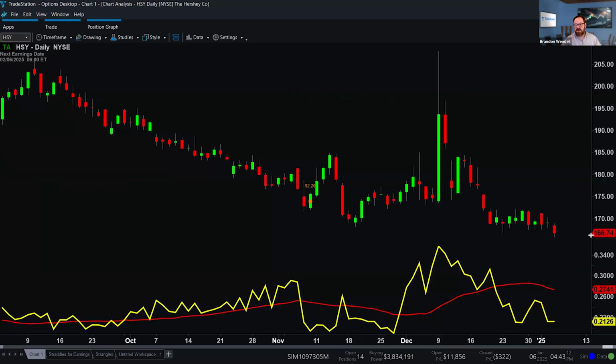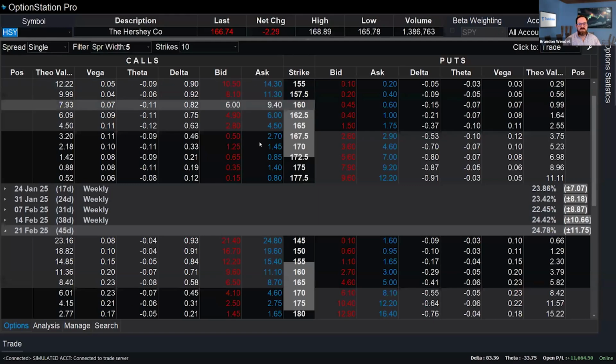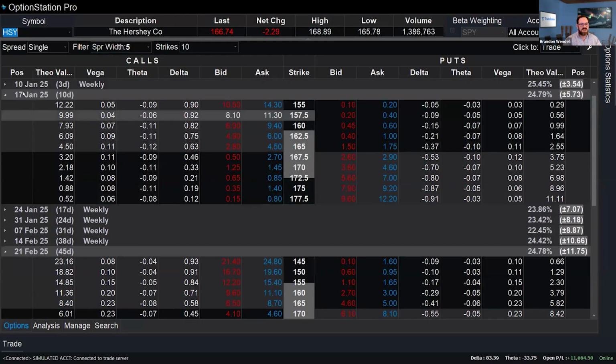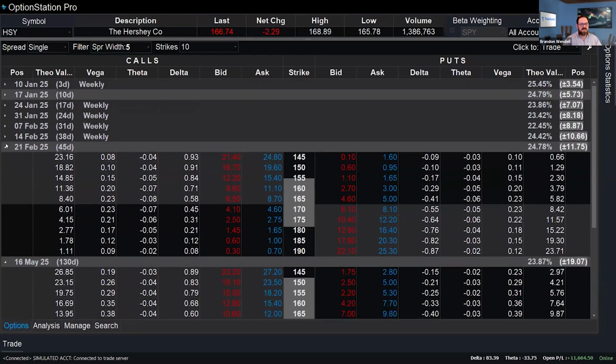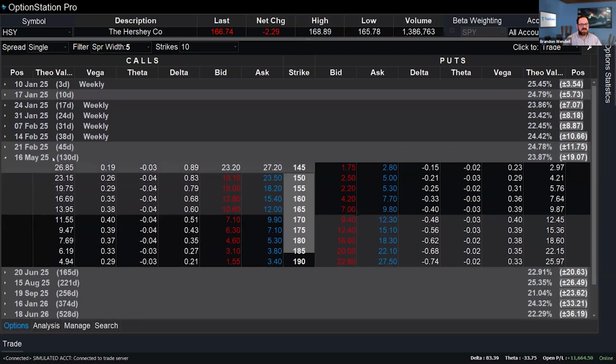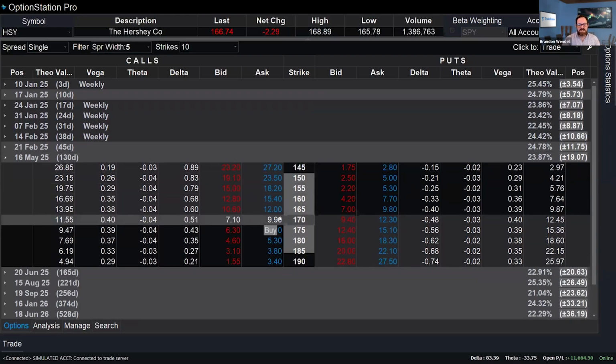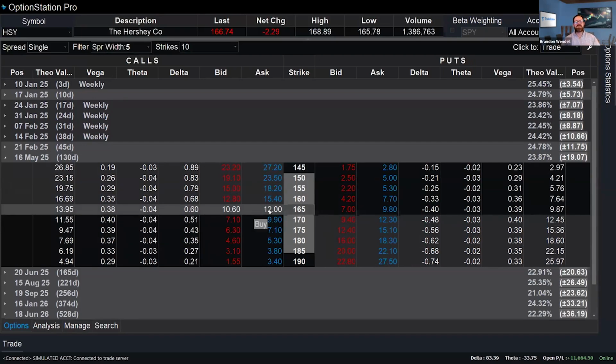Okay, well, if we applied that to the current price, 166.74, Hershey, 166. We can do 165s or 167.50s, I guess. Probably 165s when we go out further in time. So right here, 130 days left till expiration, 165s. Not bad. It's a little bit bigger. The spread is probably wide because it's after hours right now. During regular trading hours, the spreads will be much narrower.